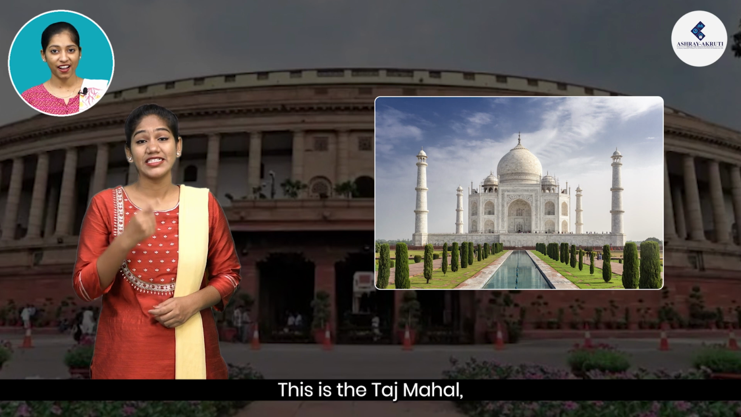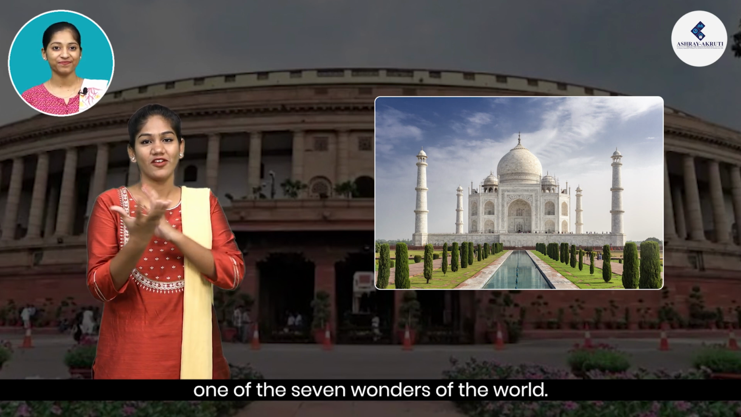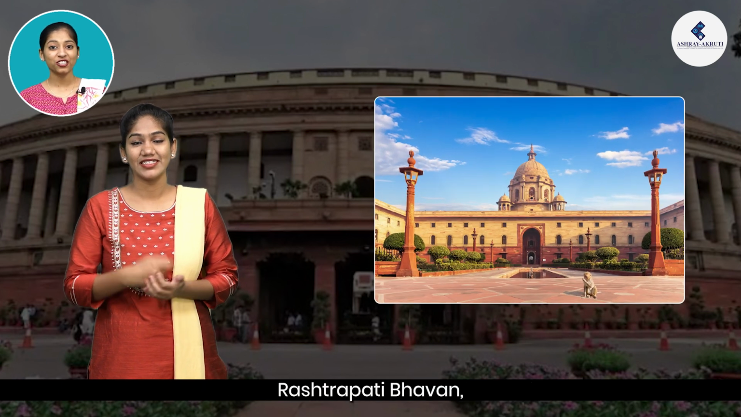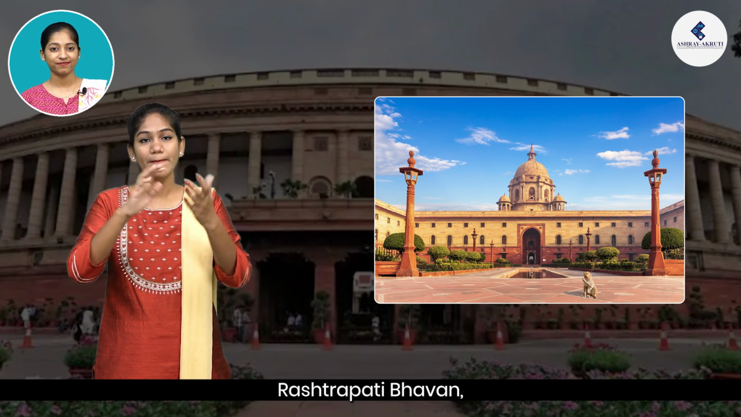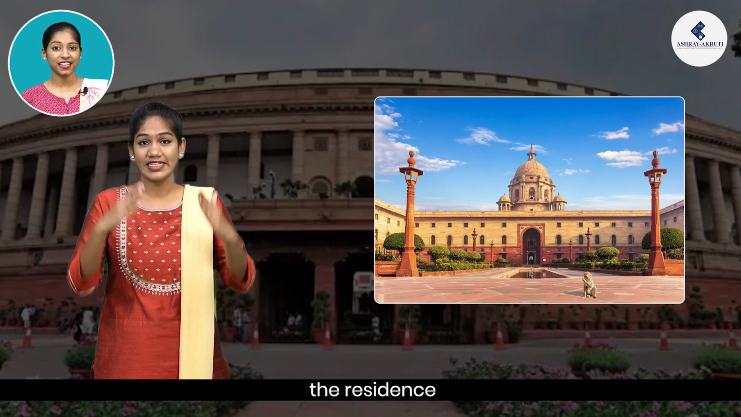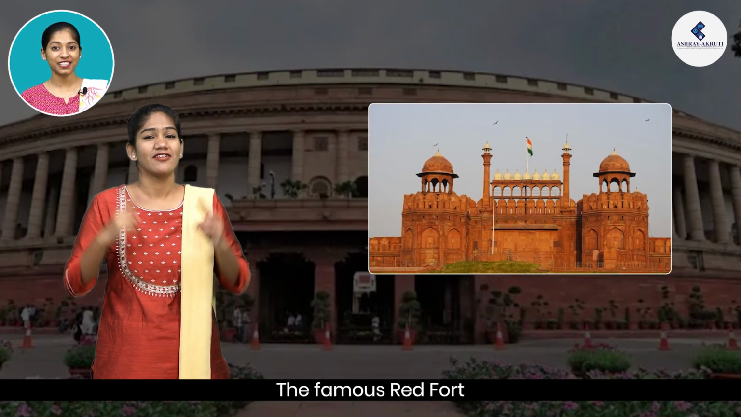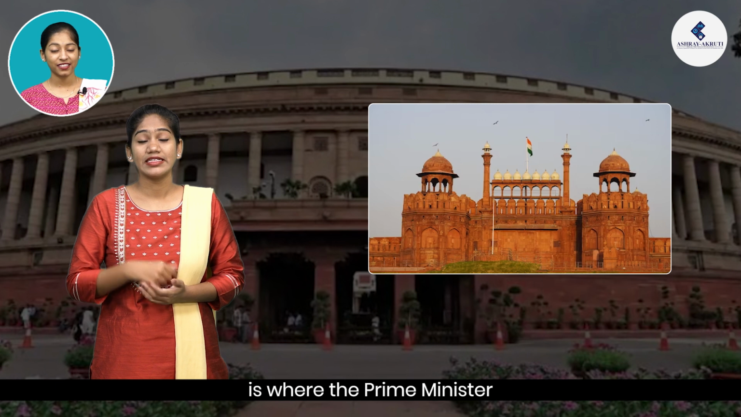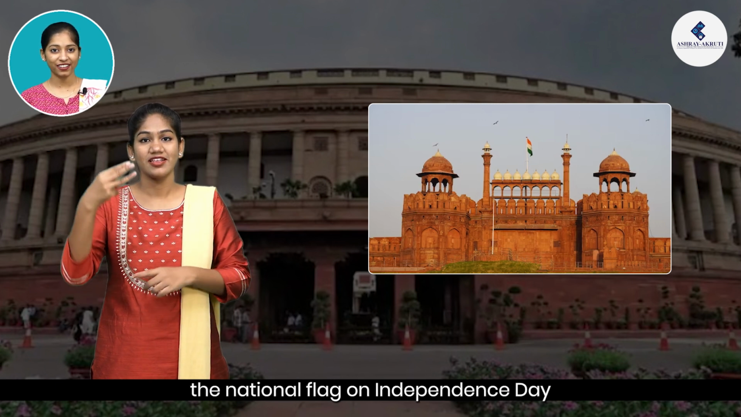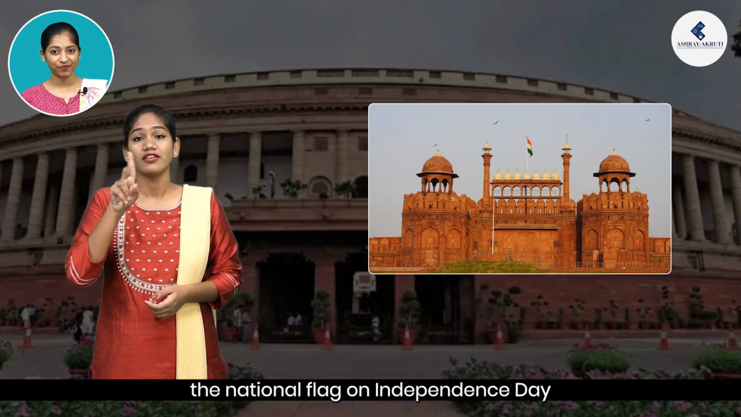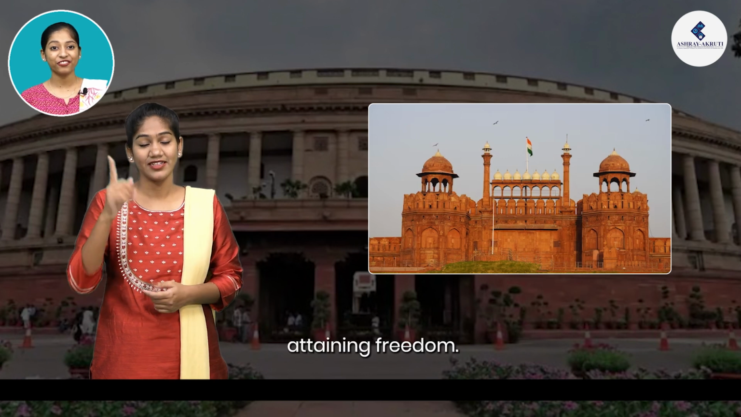This is the Taj Mahal, one of the 7 wonders of the world. This is Rashtrapati Bhavan, the residence of the President of India. The famous Red Fort is where the Prime Minister hoists the national flag on Independence Day as a symbol of India attaining freedom.